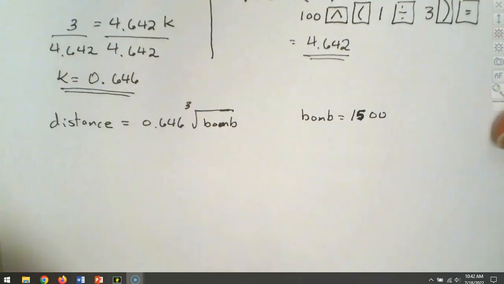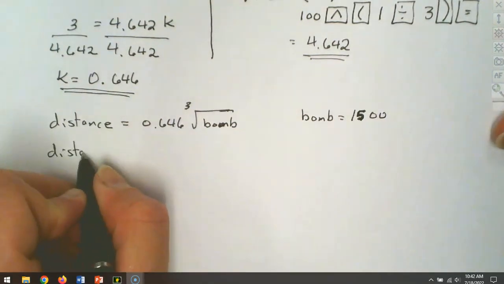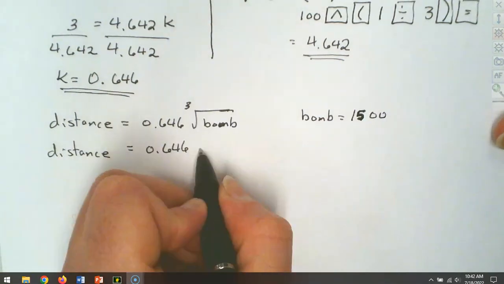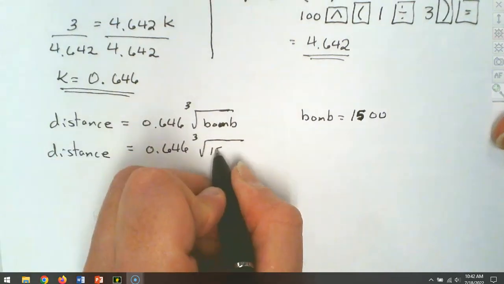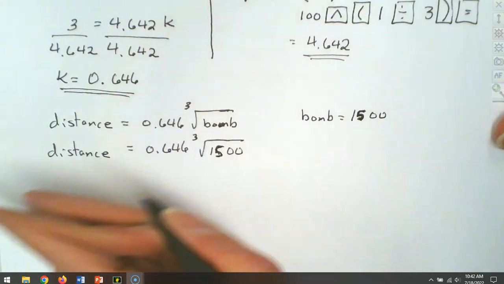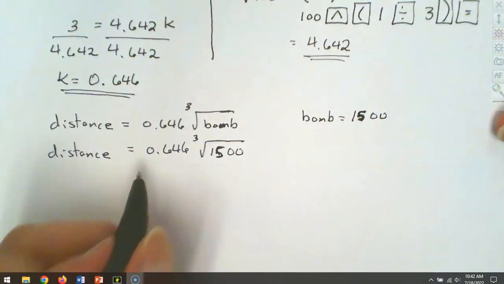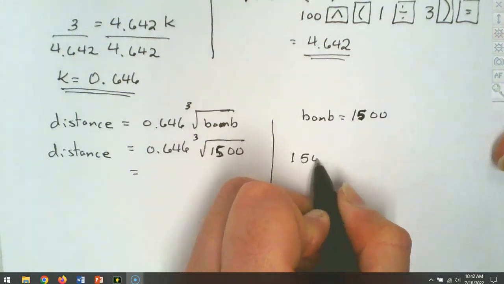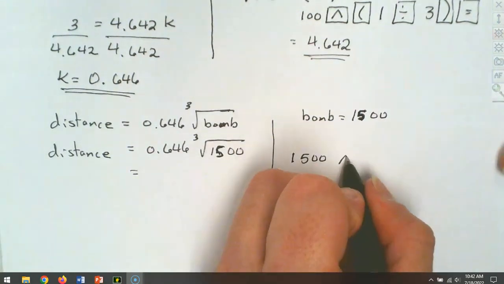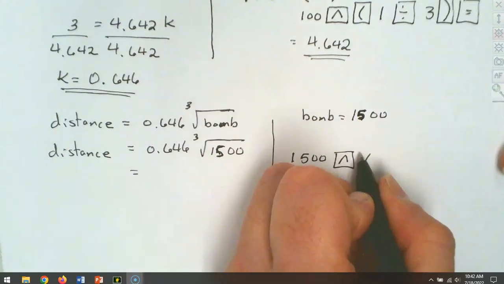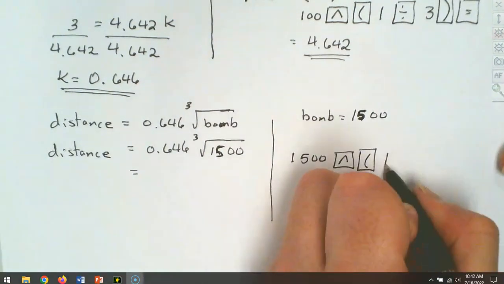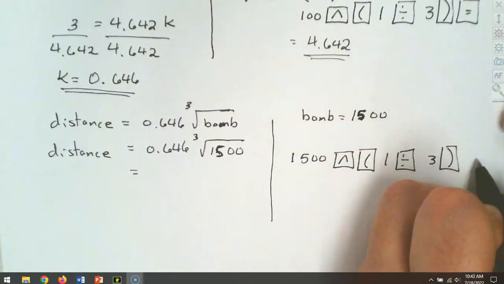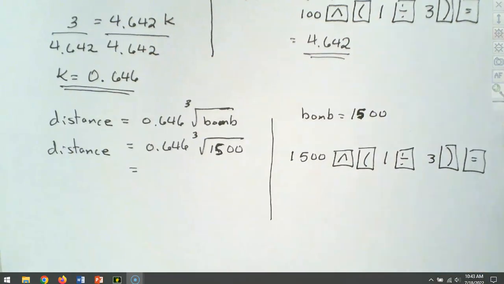So let's go ahead and plug this in. So our distance, we don't know. We want to find that. And that's going to be 0.646 times the cube root of that 1,500 kiloton bomb. And how do we do the cube root of that 1,500? Well, that's going to be 1,500, we hit our caret key, parentheses key, 1, divide key, 3, close parentheses key, and our equals key.